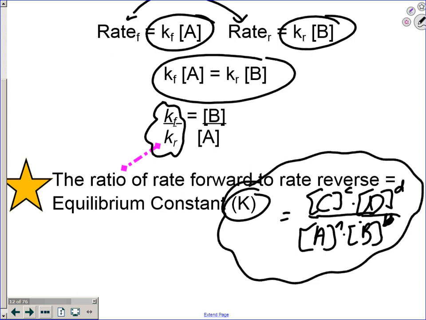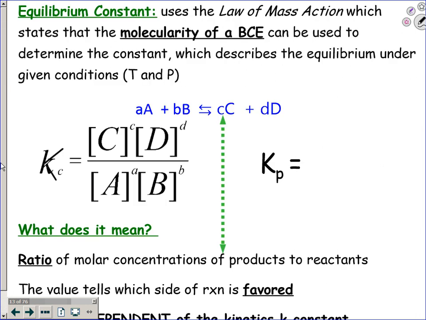Usually in our data, we're not going to be given rates anymore. We're not going to be given rate constants or anything like that. We're going to be given concentrations at equilibrium. If we're given concentrations at equilibrium, we plug it in here, and that's how we solve for our K value. Okay, so I have a slide on this next. Now, what are these little c, d, a, and b values? They're coefficients, and then the big C, D, A, and B are all just the reactants and products. Okay, so there's that right there.